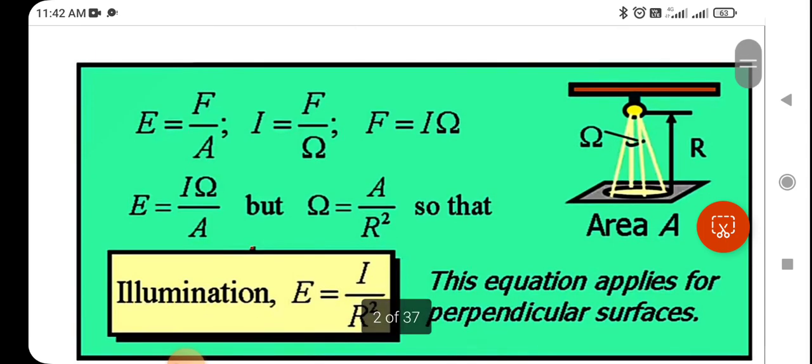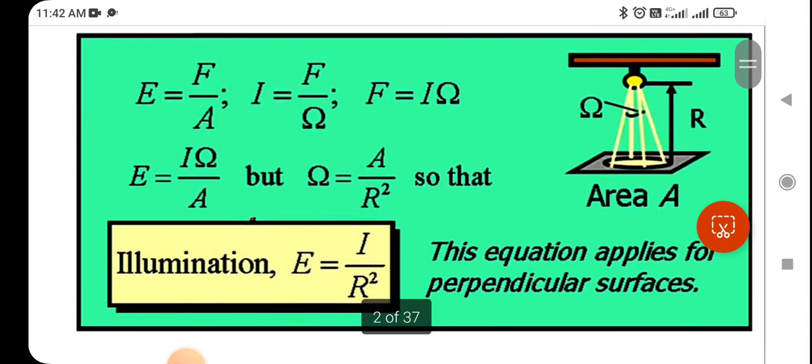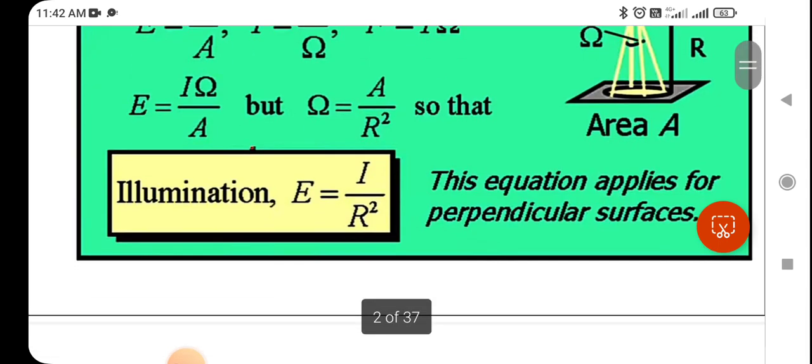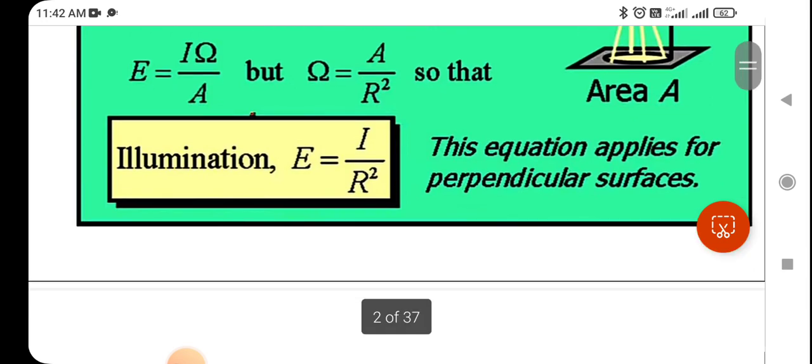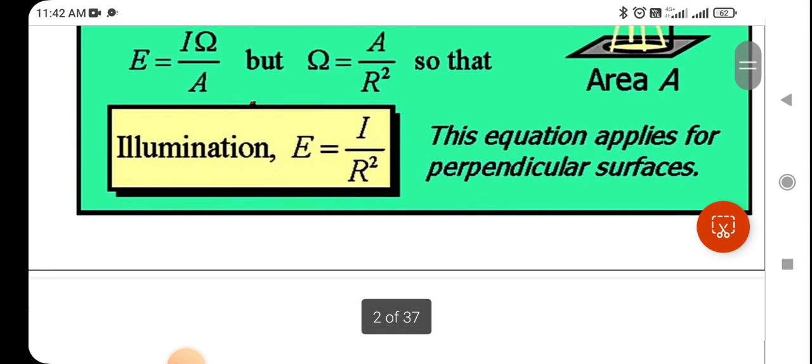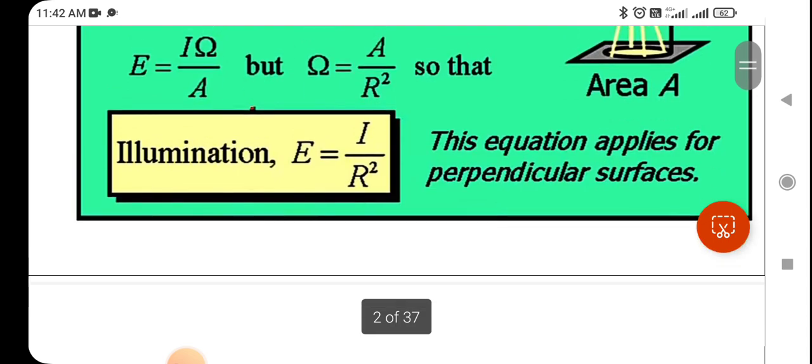So if we put in the value of solid angle, then E is equal to I times solid angle upon area, but solid angle is equal to A upon R square. So illumination is equal to I upon R square, but this equation applies only for a perpendicular surface area. If we have any kind of irregular surface area, this equation does not apply.